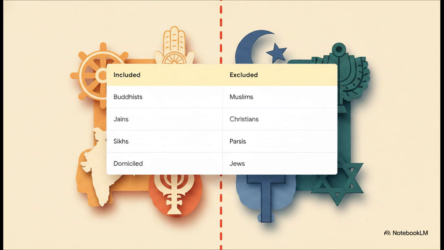And who is explicitly excluded? Muslims, Christians, Parsis, and Jews. They are governed by their own distinct personal laws. So legally speaking, if you are an Indian domiciled and you don't fall into those 4 explicitly excluded categories, Hindu law generally applies to you, unless custom proves otherwise.